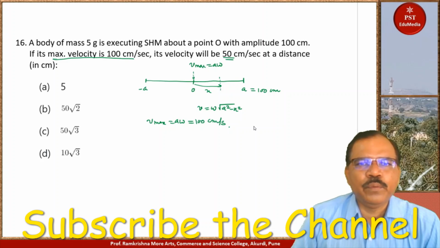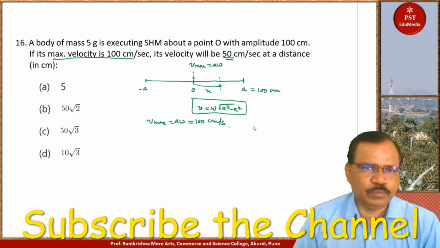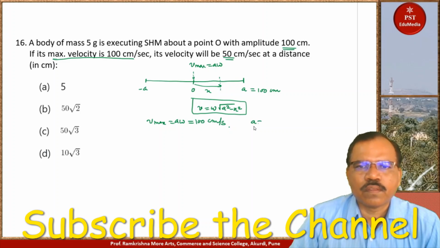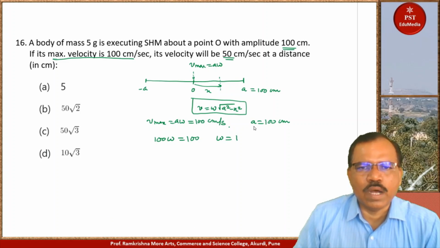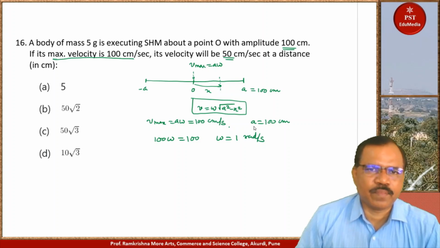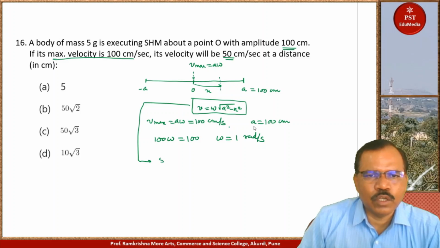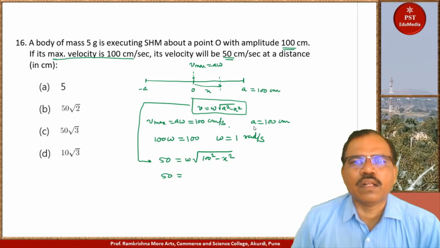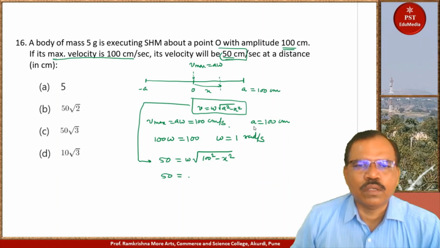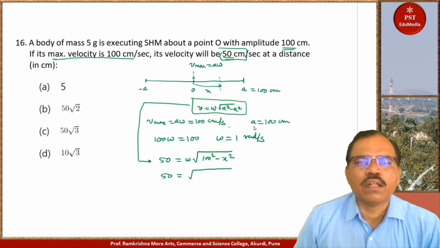And V is equal to this. Amplitude is also 100 centimeter. So we can have 100 omega is equal to 100. So we'll get omega is equal to 1 radians per second. So we got omega. Now use this equation. So we have 50 is equal to omega into root of 100 square minus x square, and omega is 1. So you'll get 50 is equal to root of 100 square minus x square.